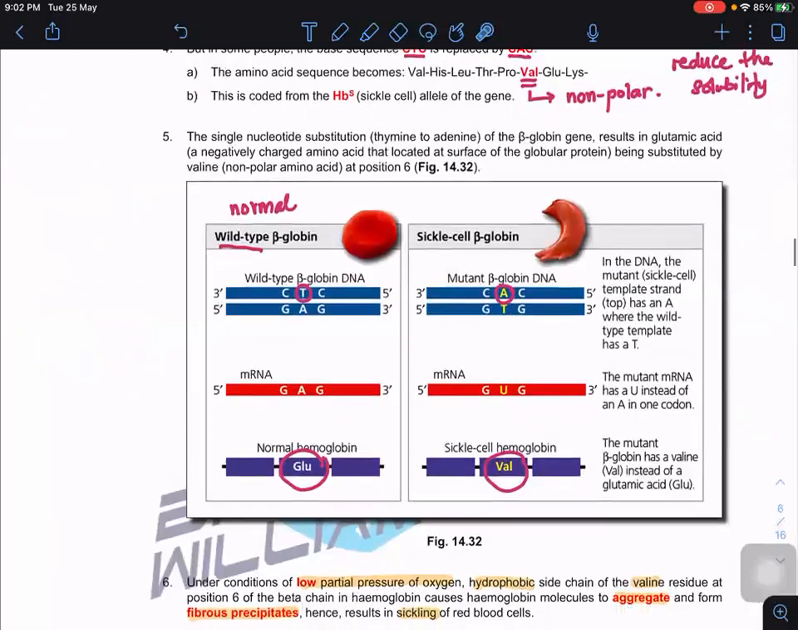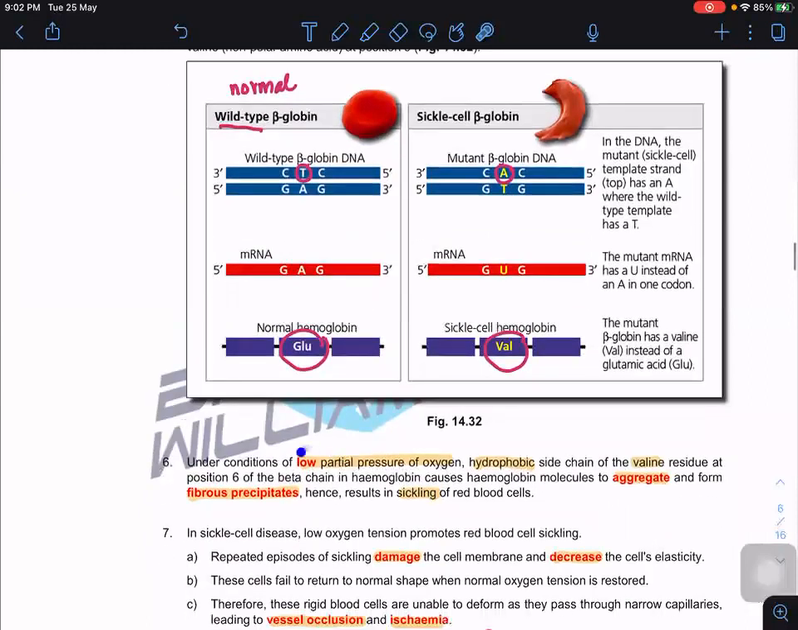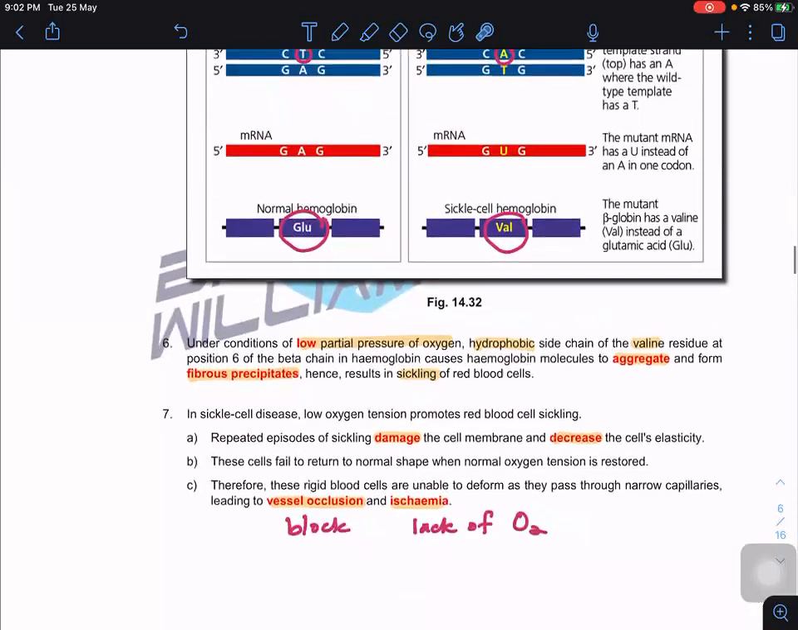So what will happen if we reduce solubility? When the oxygen partial pressure is low, the hemoglobin forms aggregates, meaning they join together. Instead of staying as individual molecules, they join together and form the fibrous precipitate, causing the sickling of the red blood cell. The repeated episodes of sickling damage the cell membrane and decrease the cell elasticity. So the cell fails to return to its normal shape even under normal oxygen tension. These rigid blood cells may block the narrow capillary, leading to vessel occlusion, meaning the blockage.